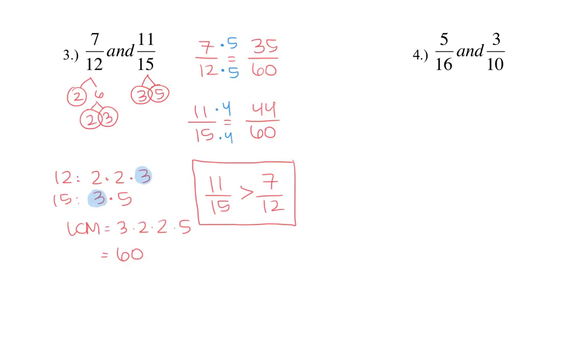All right, so go ahead and check your answer here. Hopefully you found that between 12 and 15, the least common multiple is 60. They have a 3 in common, then a 2 and a 2 and a 5 left over. So then I rewrote both fractions to have that common denominator of 60. And once I did that, I can compare and see that 11/15 is greater than 7/12.